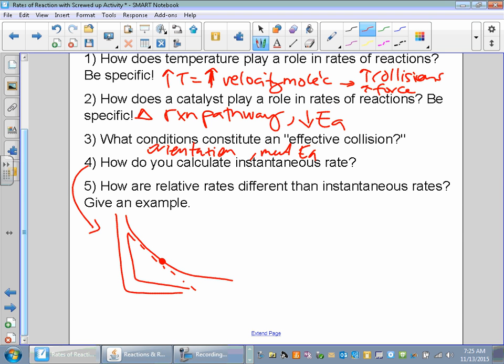So relative rates are going to be relative to other reactants and other products though. So that's one more thing to consider.